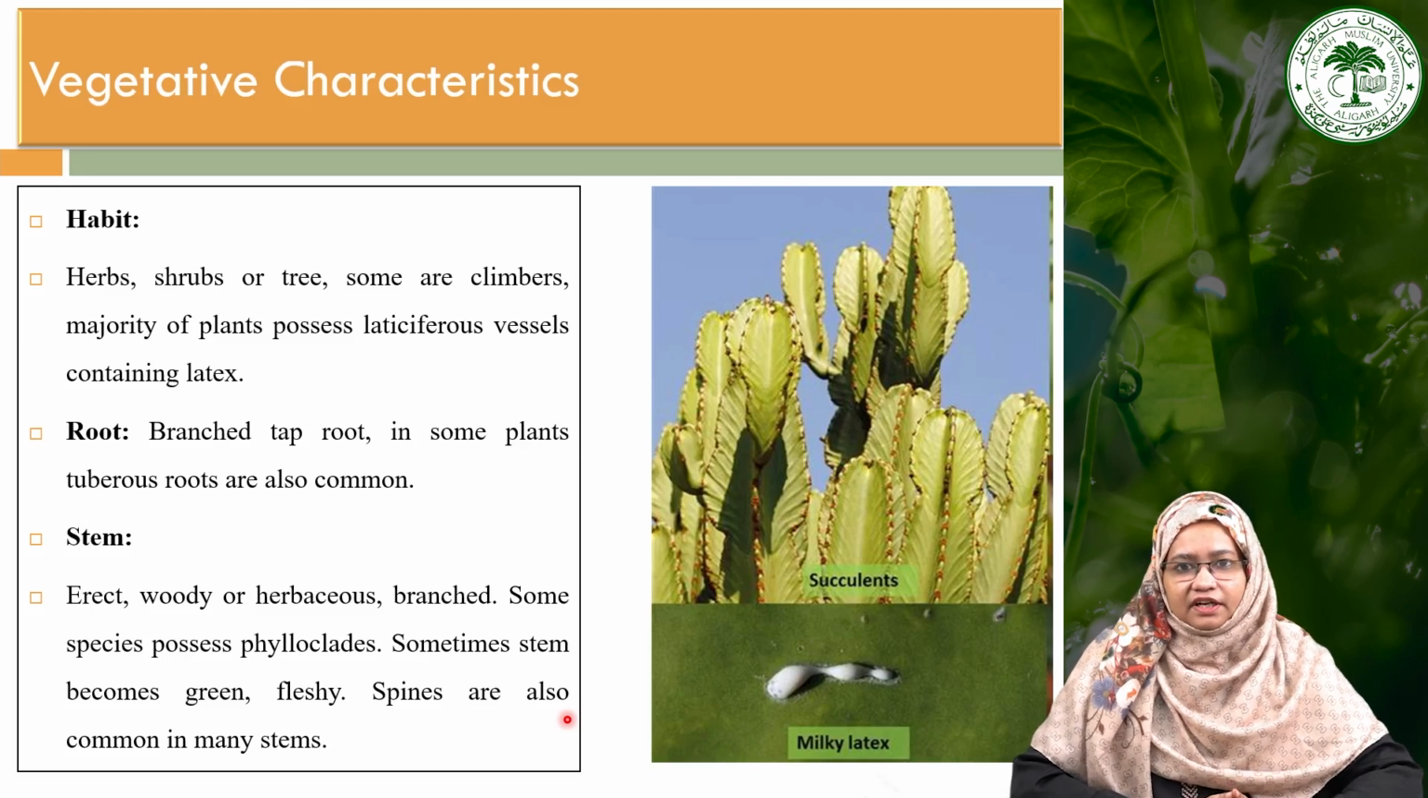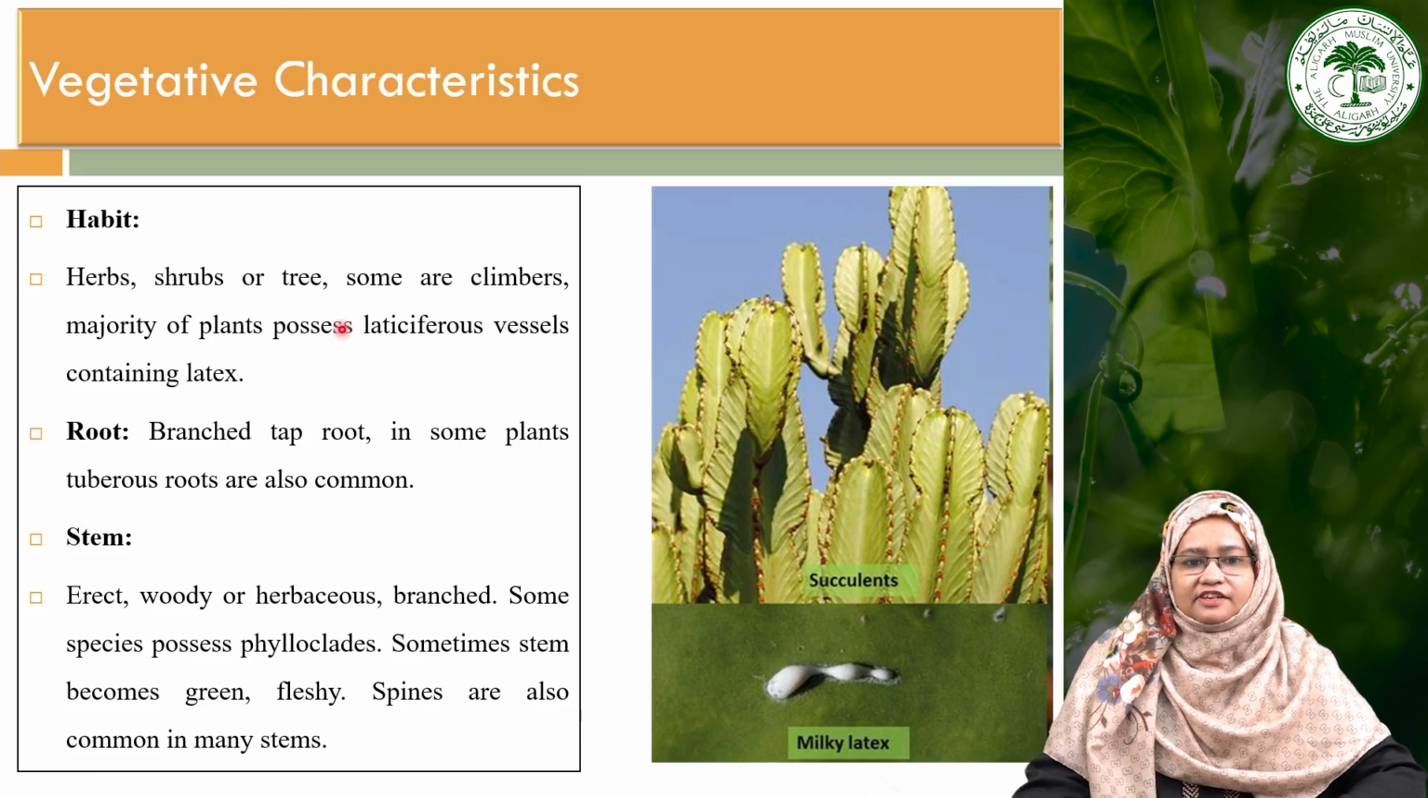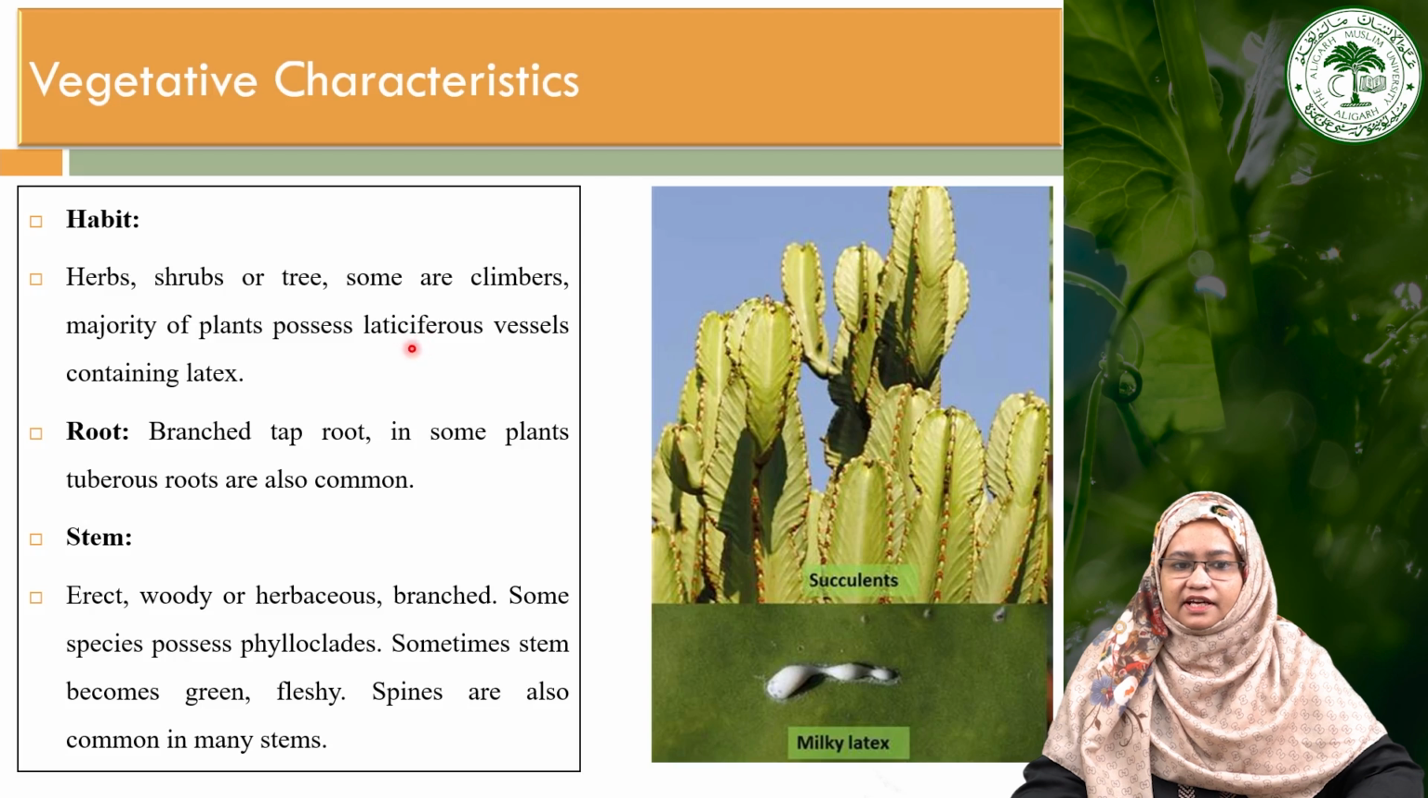Now moving towards the vegetative characters of this family, starting from the habit. As we have discussed earlier, this family is quite diverse in its habit. The plants of this family are herbs, shrubs, trees as well as climbers. The next characteristic is that they have lactiferous vessels containing latex. As we can see, this family has milky latex, and the roots are branched taproot. In some plants it also becomes tuberous, which is quite common. Then the stem is erect, woody or herbaceous depending upon the habit of the plant.